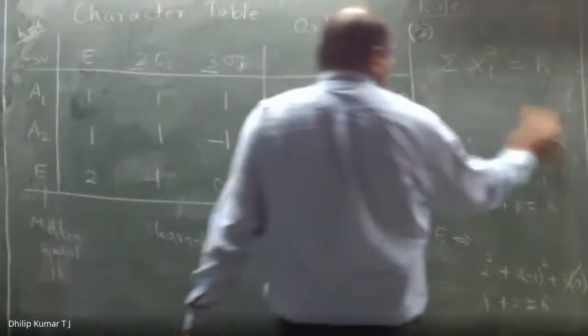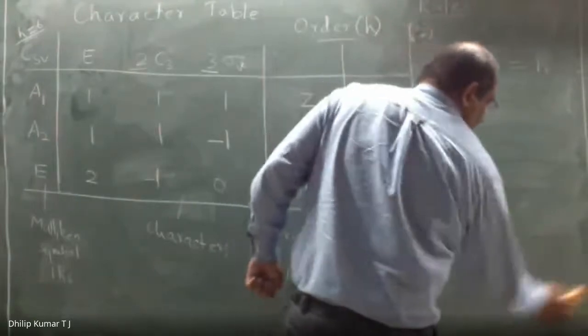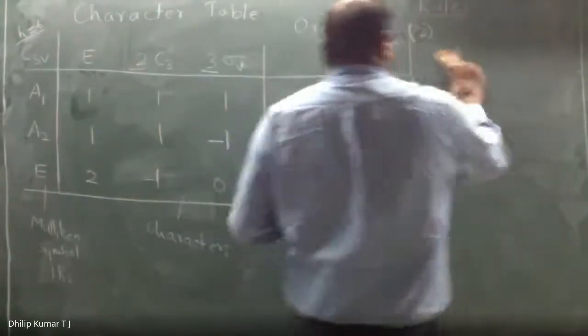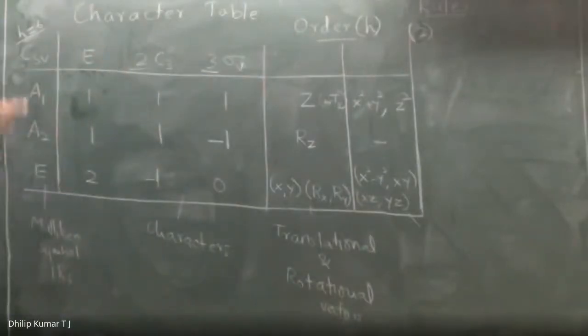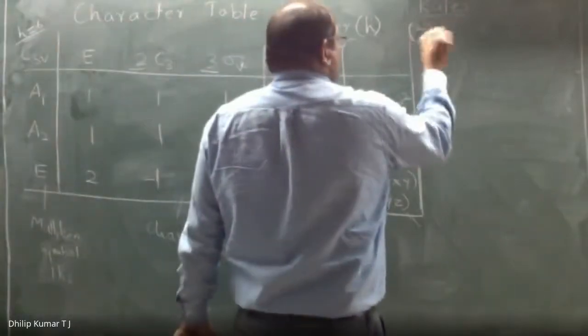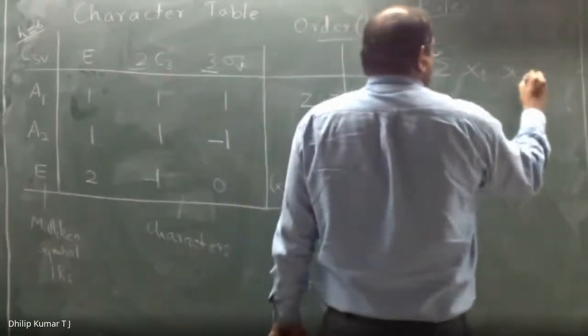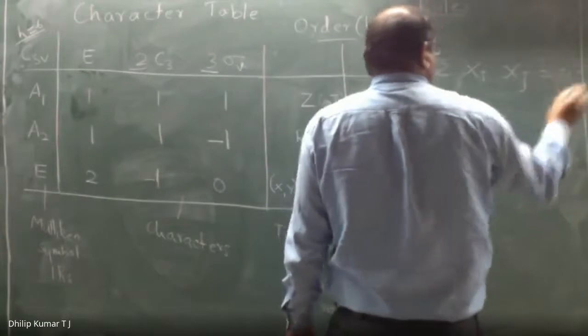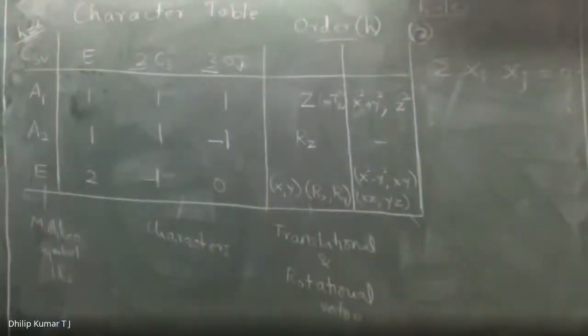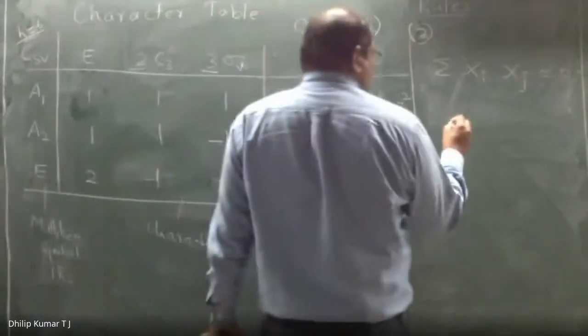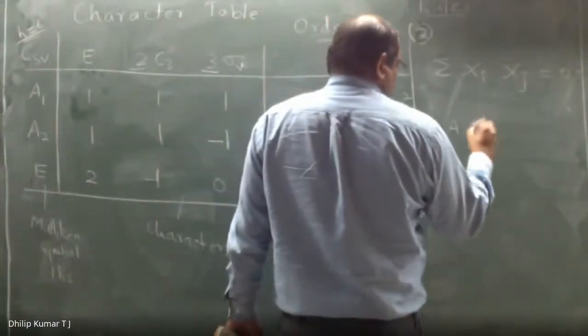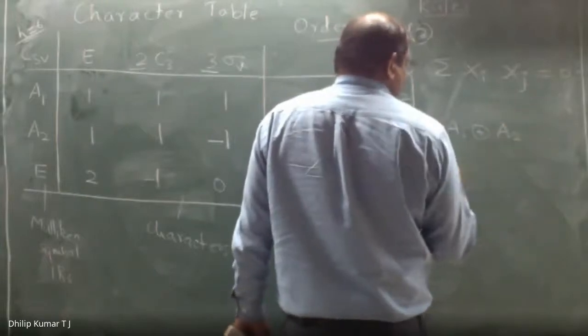The third one is that if you take the product of two IRs and sum it up, then the sum is equal to 0. So basically they are orthogonal. Both are orthogonal; A1 and A2 are orthogonal. So the third one means chi i times chi j will be equal to 0. Say chi i is A1, so A1 into A2.